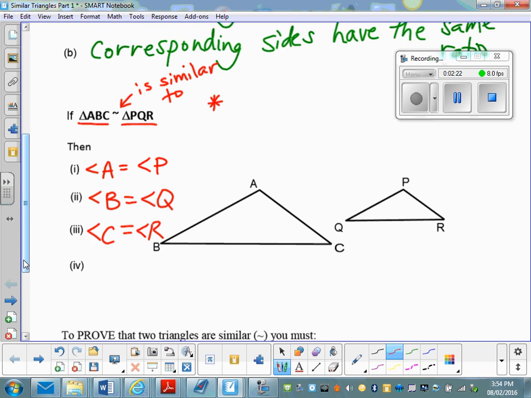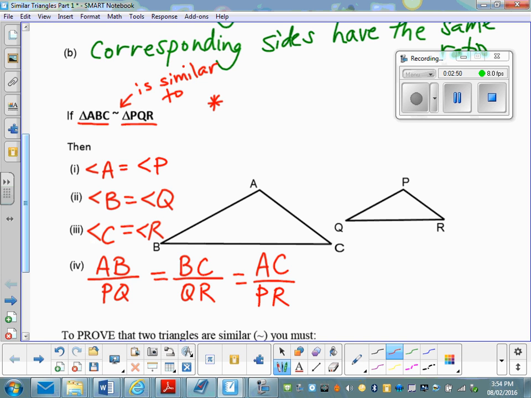And then the corresponding sides have the same ratio. So that means that the side AB is in a ratio with PQ. BC is in a ratio with QR. And AC is in a ratio with PR. And all of those ratios would be equal to one another.